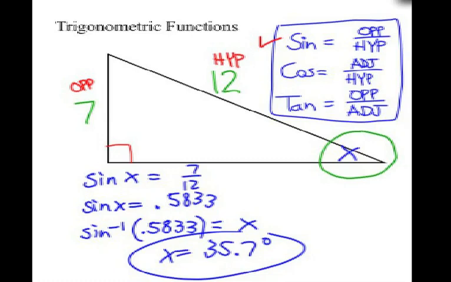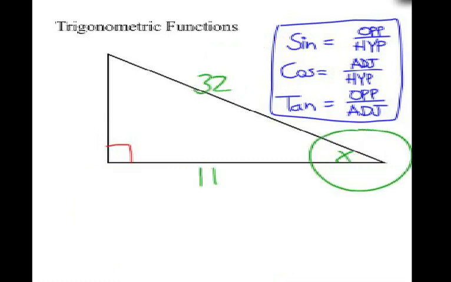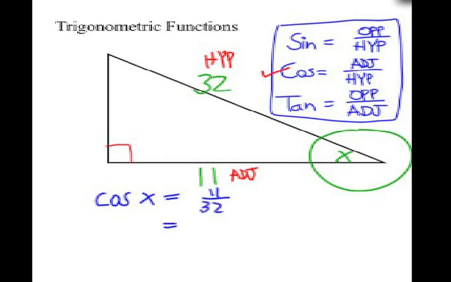Let's try a couple more examples. In this example, I have a missing angle down there labeled x, and from that angle, the 11 is actually the adjacent leg and the 32 is the hypotenuse. So of course that tells me that I have to use something related to the cosine function, adjacent over hypotenuse. Now my equation would be cosine of the missing angle x equals the adjacent leg 11 over 32. You'll want to divide that out on your calculator, which is 0.3438.